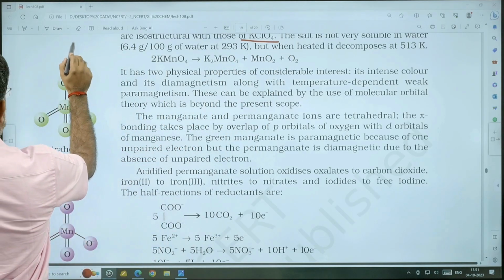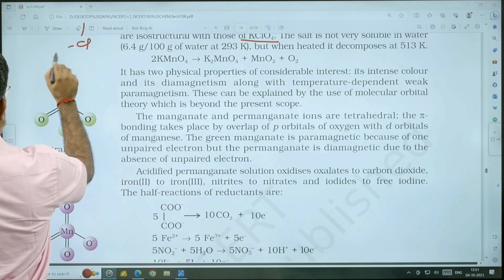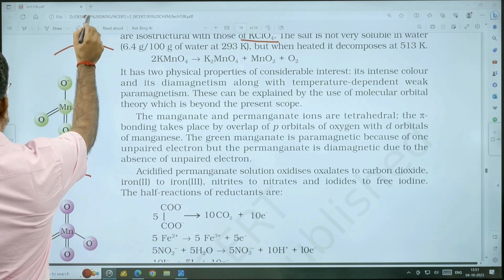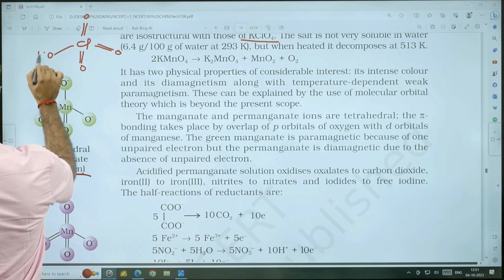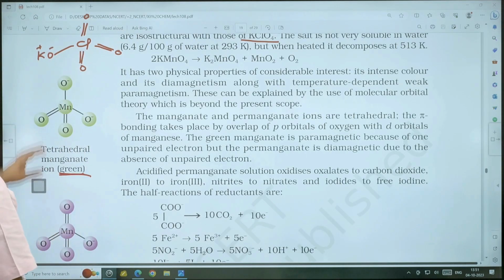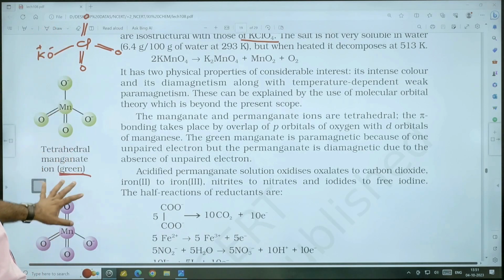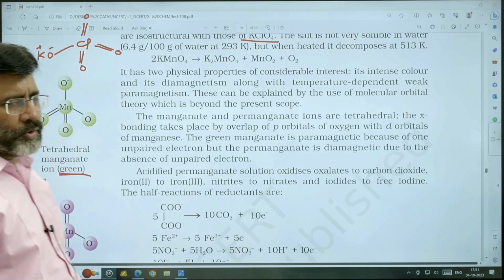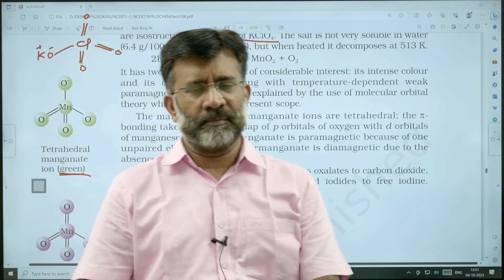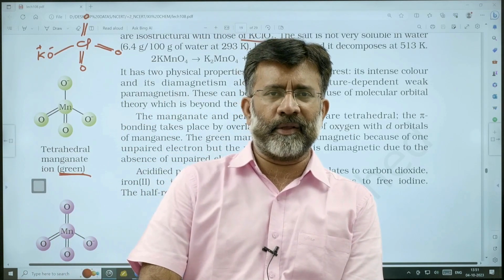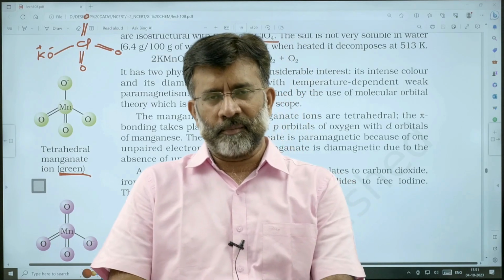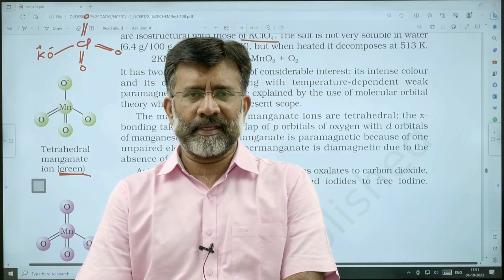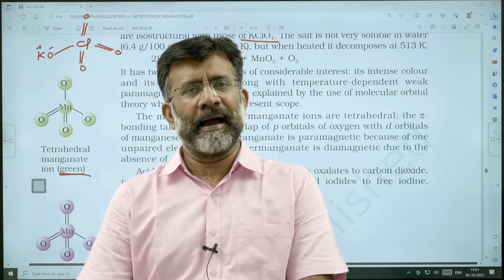And it is isostructural with KClO4. What is KClO4? Cl with 1, 2, 3, 4 oxygens. This is KClO4, ClO4-. They are isostructural. These and these are isostructural. Potassium perchlorate, the perchlorate anion, and the permanganate anion are isostructural.